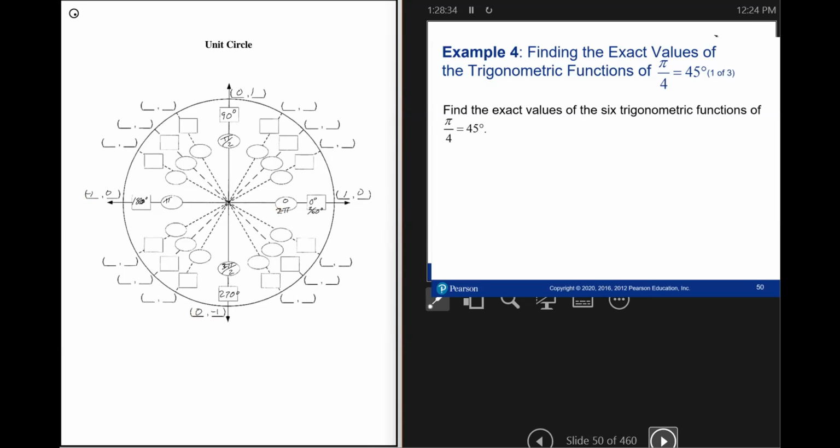We already did those. Now 45 degrees, or pi over 4, is half of 90, or half of pi over 2. You take half of that, that means you're multiplying by 1/2, and you get pi over 4. So that's halfway between here and up here. So that's this angle here. And so this is our 45-degree angle, which is pi over 4.